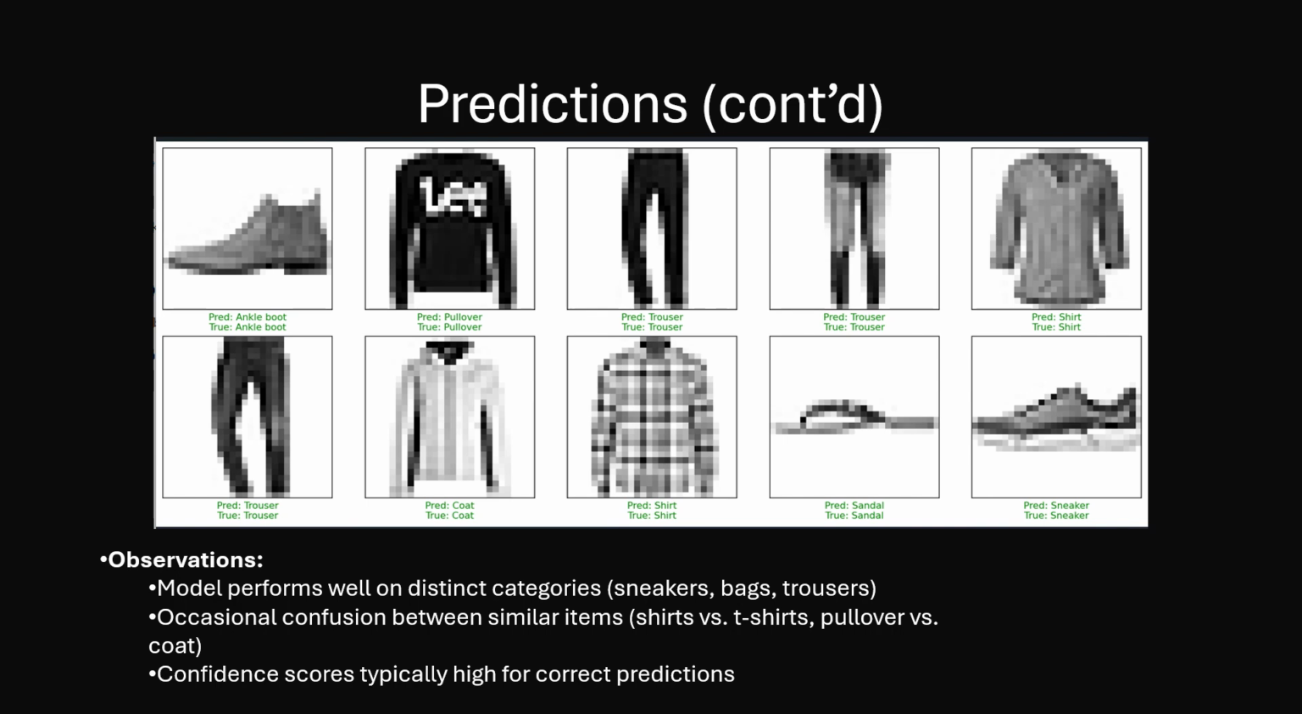My observations about this are that the model performs well on distinct categories such as sneakers, bags, and trousers. There is occasional confusion between similar items like shirts versus t-shirts or pullover versus a coat. But the confidence scores are typically high for correct predictions.